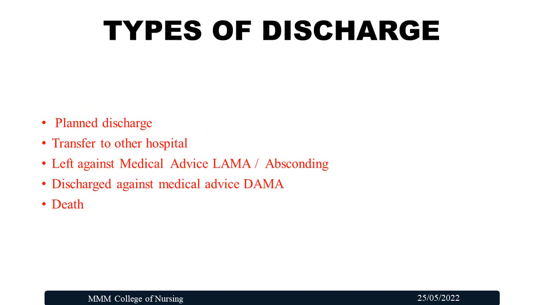There are various types of discharge. Planned discharge: after the treatment is over, the patient is planned for discharge. Transfer to another hospital: if facilities are not available, the healthcare team members refer the patient to another hospital.